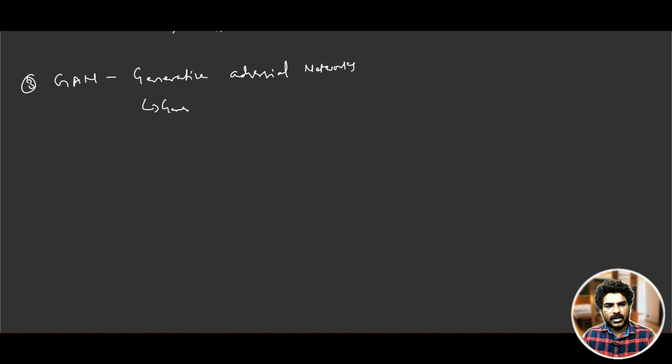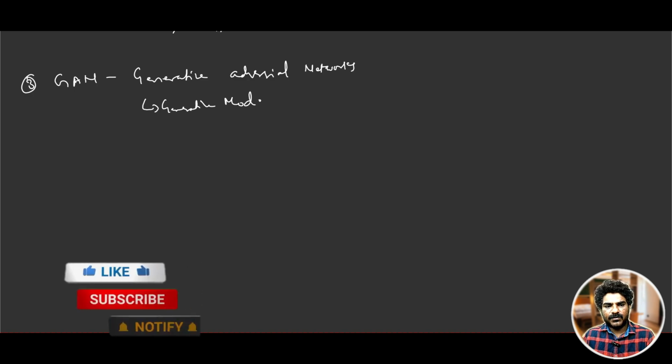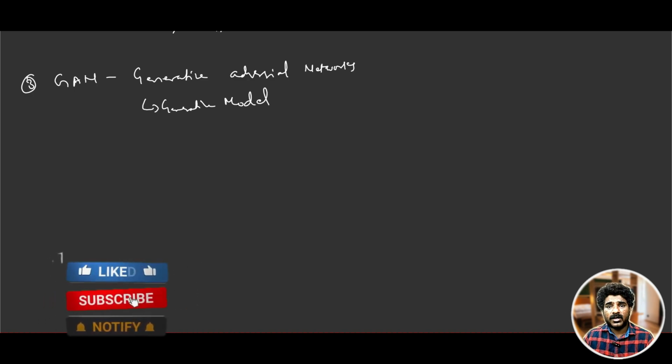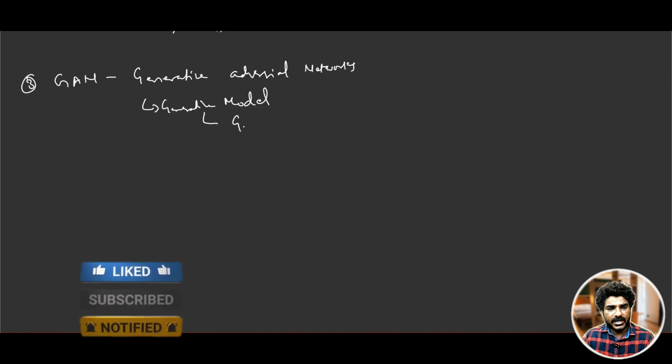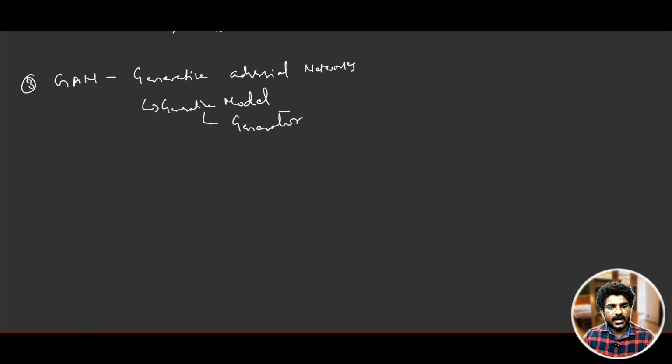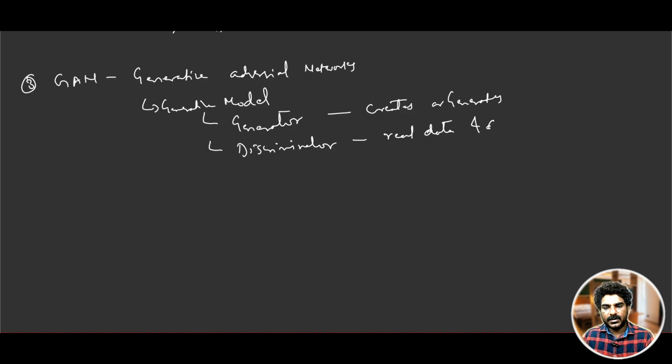So next we'll understand about GANs. The third topic is GAN, which is nothing but generative adversarial networks. This GAN is basically a generative model which works on two different neural networks, right? One is the generator and the other is the discriminator. The generator creates or generates new data, and the discriminator will find the difference between the real data and your generated data.